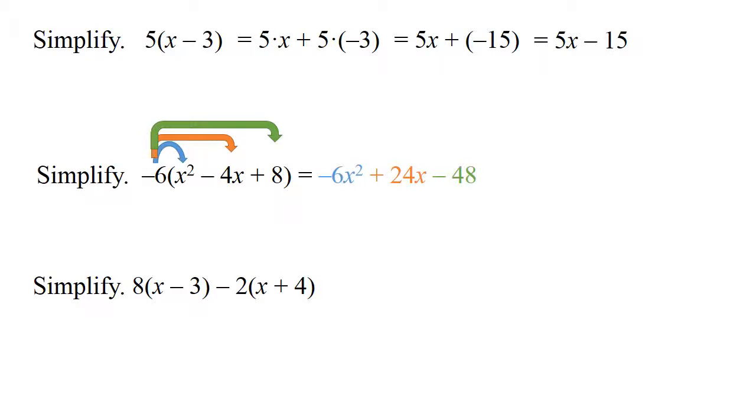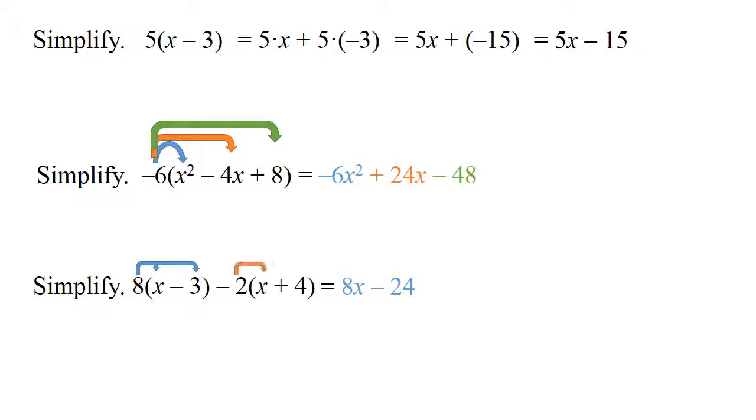Alright, let's make it a little bit more complicated. What about this problem? Again, I'm trying to follow the order of operations as much as I can. I want to do my groups first, but x minus 3, no like terms. x plus 4, no like terms. So now, I don't have any exponents, so I want to multiply if I can. I'm going to take 8 times x and 8 times -3, and I'm going to get 8x minus 24.